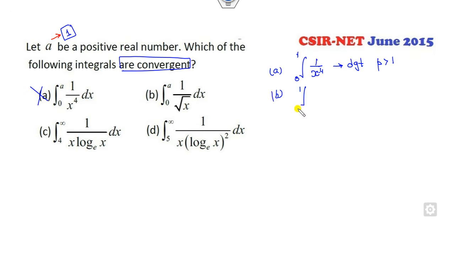Look at that. If I take x to the power half, clearly P is half, which is less than 1. So yes, this is convergent. In this case, what is the power P? P is 1, which is divergent. Fine. In this case, P is equal to 2, which is greater than 1. So once it's greater than 1, it will be convergent. So this is my shortcut tip second, and this is my shortcut tip first.